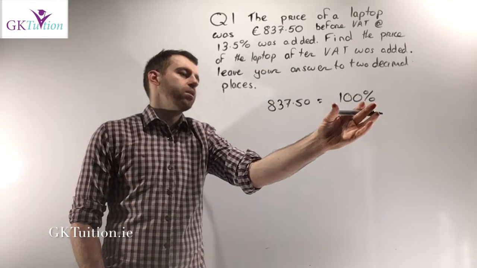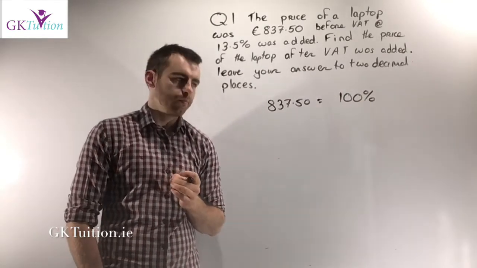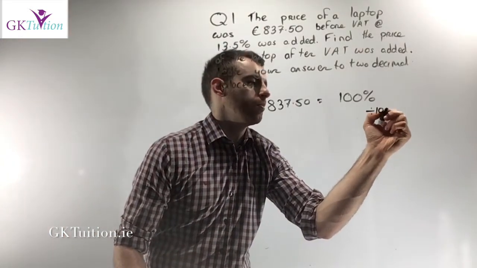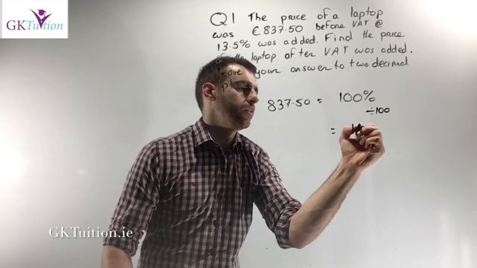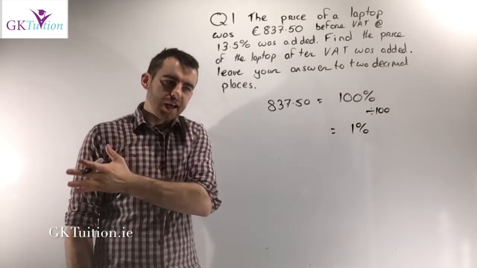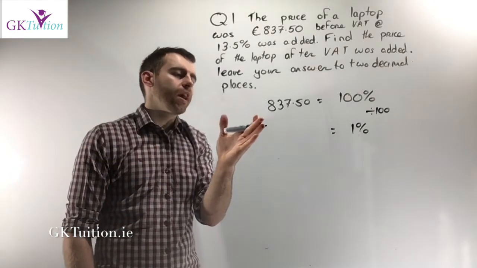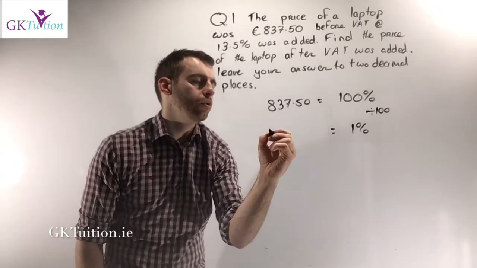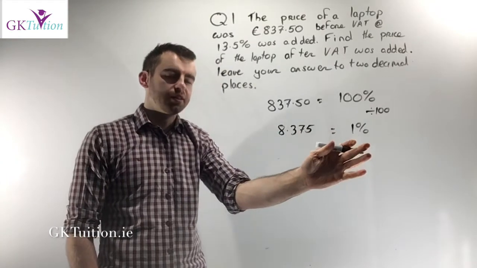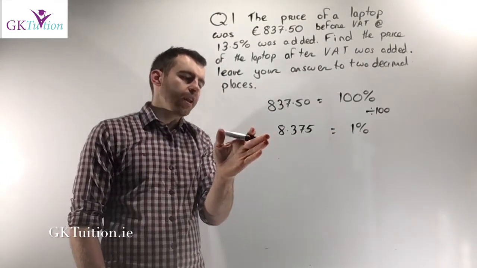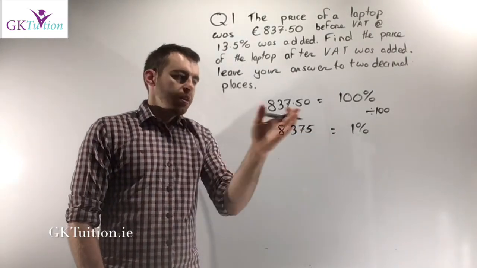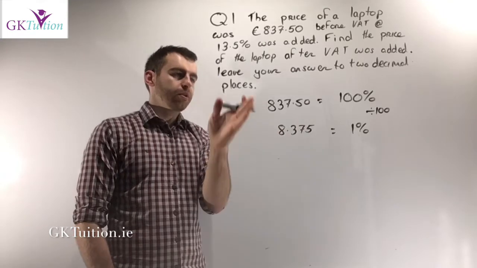So think about what you need to do to 100 in order to turn it into a 1. If you've 100 and you need to turn it into a 1, you need to divide that by 100. If you divide the right hand side by 100 here, you'll be left with 1%. But if you divide the right hand side by 100, you must also divide the left hand side by 100. If you divide 837.50 by 100, you're going to get 8.375. So 1% of the price of this laptop is 8.375 euros.